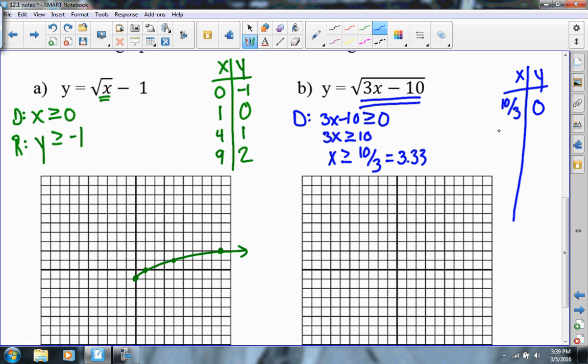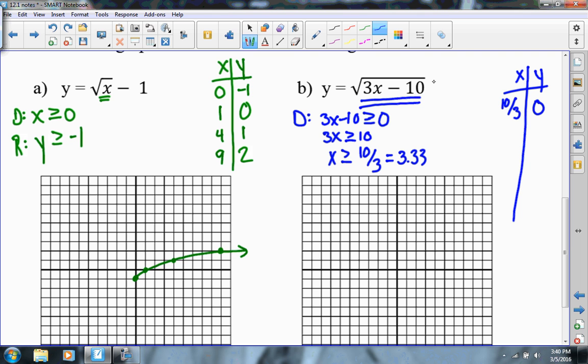Now, for this domain, I picked a number that was a fraction because I had to. Either this fraction or this decimal. This has to be the first number in my table of values. But then I can pick any number I want after that. So I could pick whole numbers for x that will get me a nice perfect square, but that's going to be kind of challenging. That's going to be really hard to do.